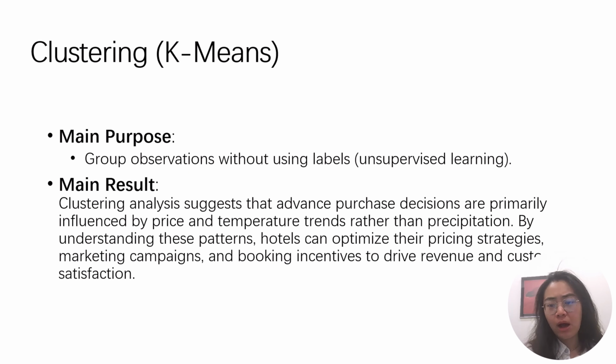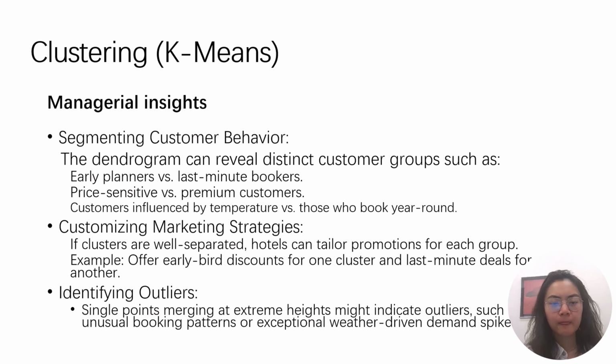So here I'm going to introduce the k-means that we got here. The main result we found is that clustering analysis suggests that advanced purchase decisions are primarily influenced by price and temperature trends rather than precipitation. By understanding those patterns, hotels can optimize their pricing strategies, marketing campaigns and booking incentives to drive revenue and consumer satisfaction.